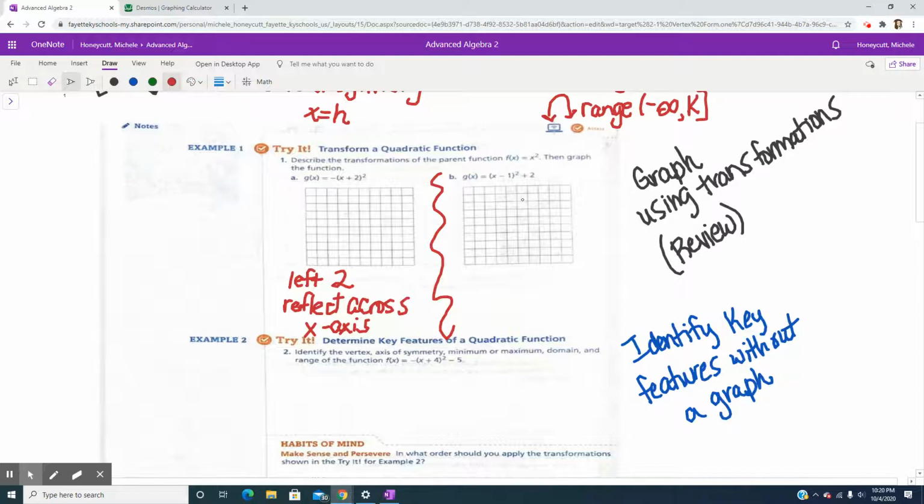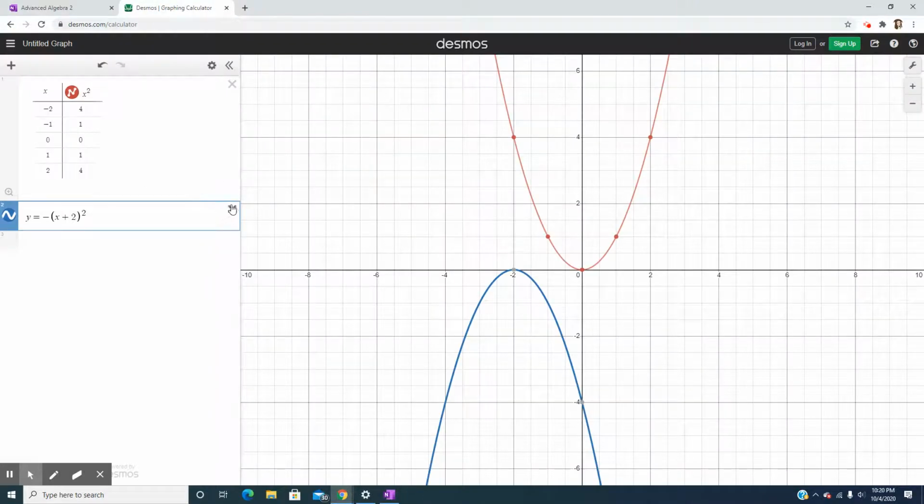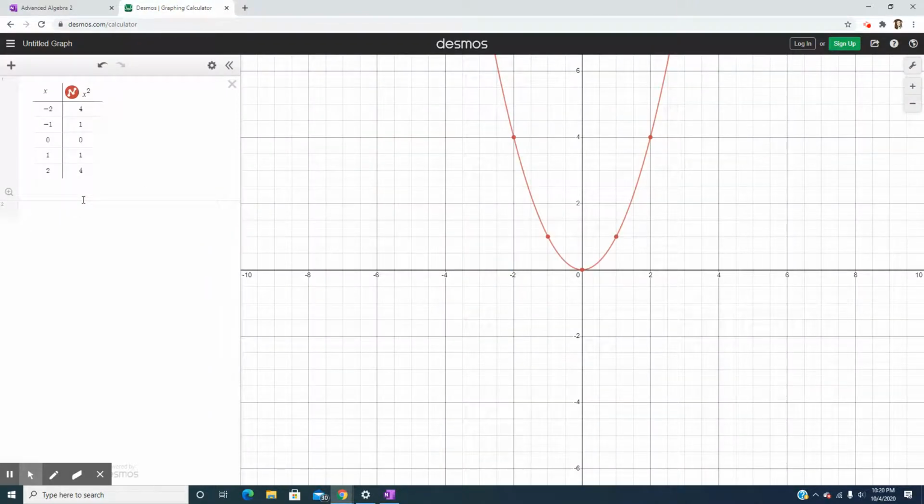Okay. The second part, B example, I see a minus 1 in parentheses, so that tells me the function is going to shift to the right 1 unit. And then it's going to shift up 2. So, back to my Desmos calculator. X squared is graphed. I want to shift it to the right 1 and then up 2, which means, hold on, let me graph an equation.